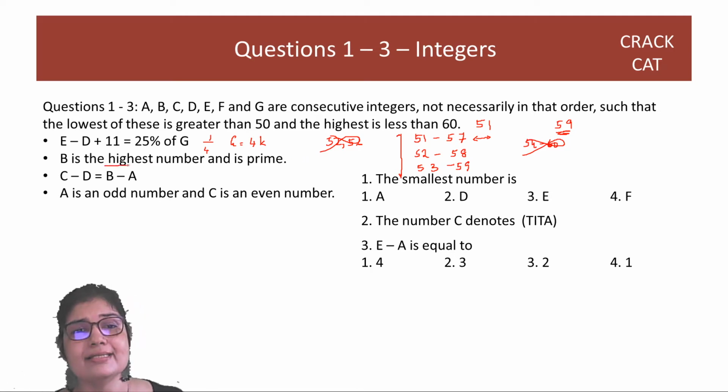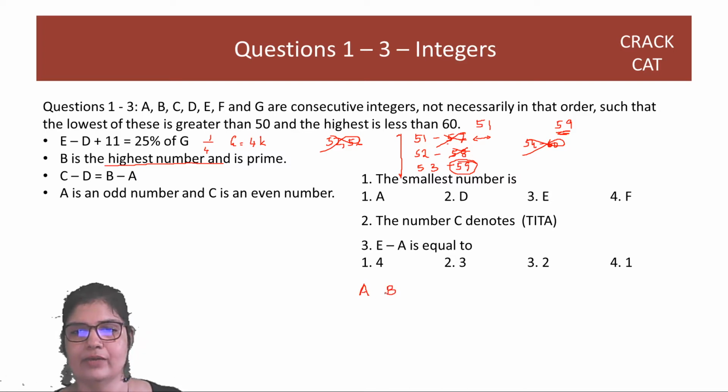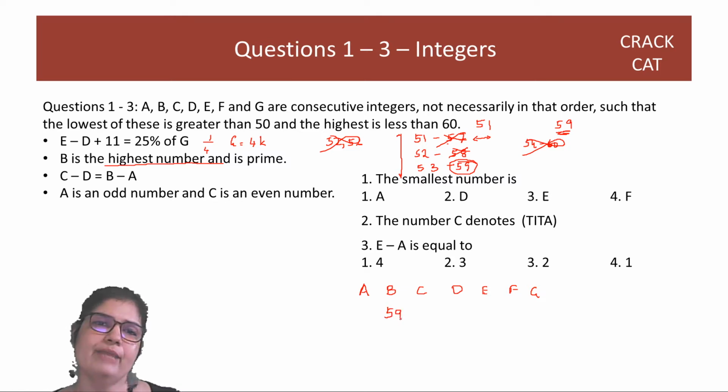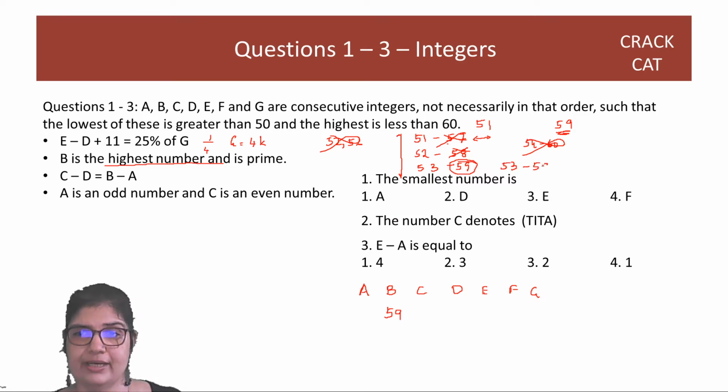B is the highest number and is prime. Wow, okay. So can B be 57? No, 57 is not prime. Can B be 58? No, not prime, but B can definitely be 59. Okay, so let's try and get these guys going. Let's fill them up now. Among A, B, C, D, E, F and G, B we have fixed at 59 because it is prime and highest. Now we are looking at the group where our numbers will be between 53 to 59.